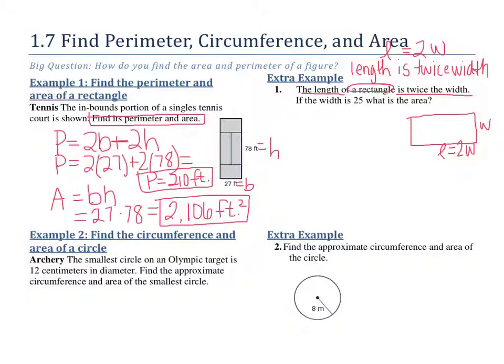It says the width is 25, so this side is 25. And we know my length is twice that, so 2 times 25 is 50. So I know I have a width of 25 and a length of 50. It says what is the area? So for area of a rectangle, that's base times height, or that's really length times width. So we're going to say 50 times 25, which is 1,250, and we don't have a unit, so we're just going to say units squared.